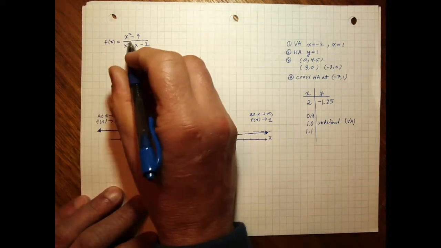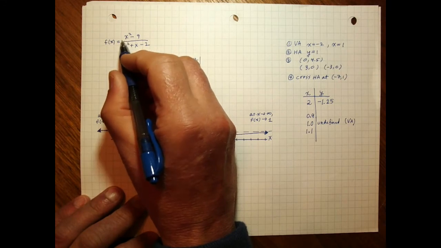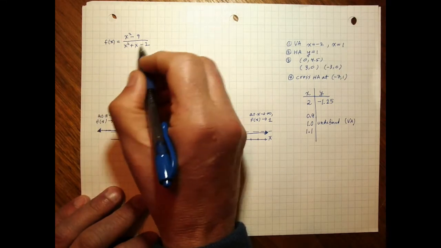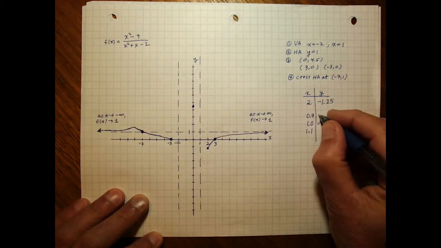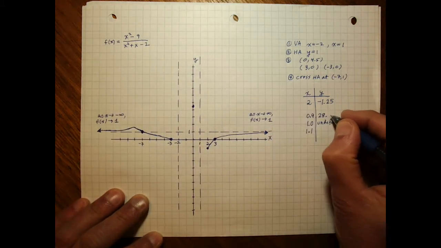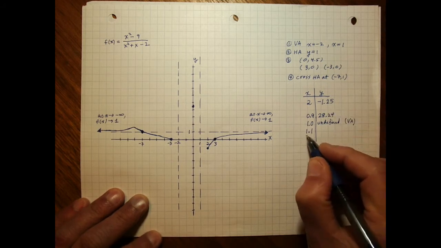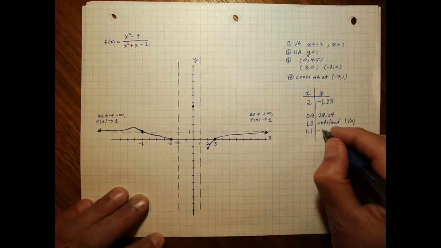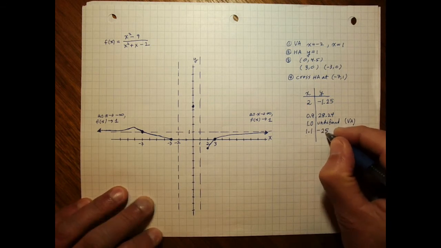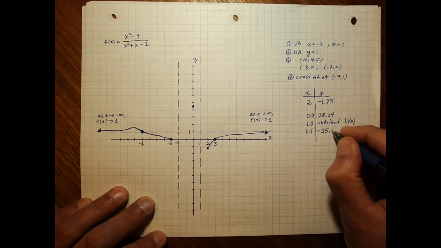I'm not going to work through the steps here, but I just plugged in f of 0.9 and figured out what I get. I had to round off a little bit. It's about 28.24. And f of 1.1 came out to be negative 25.13.